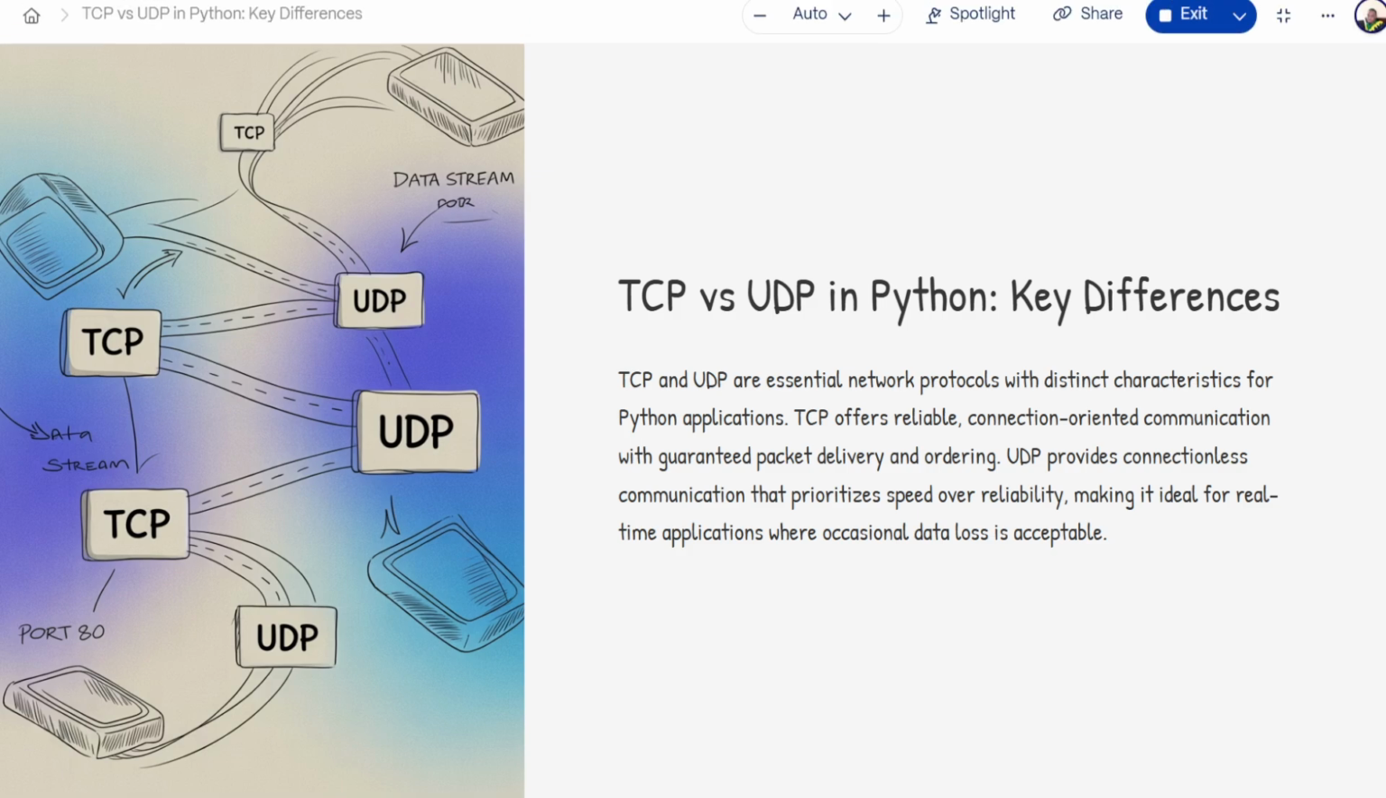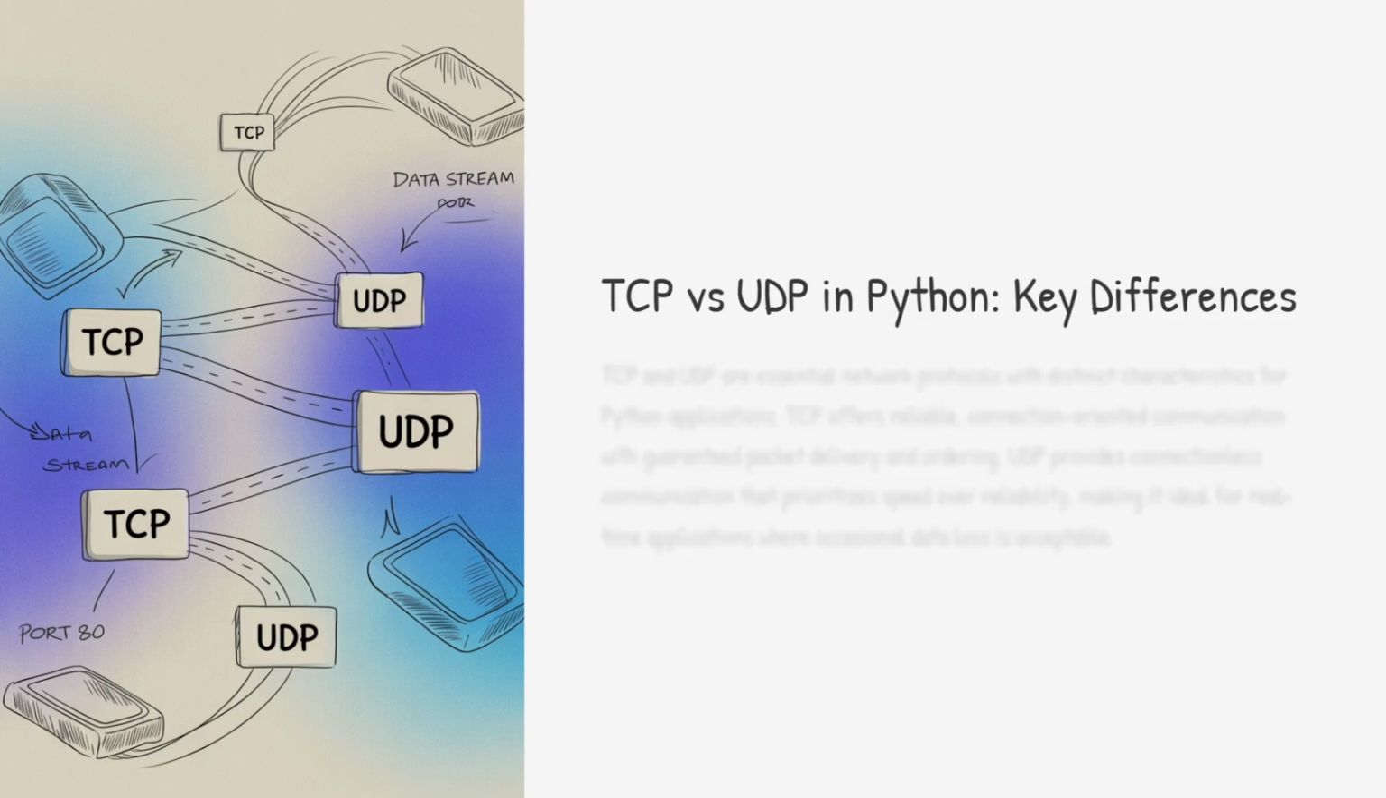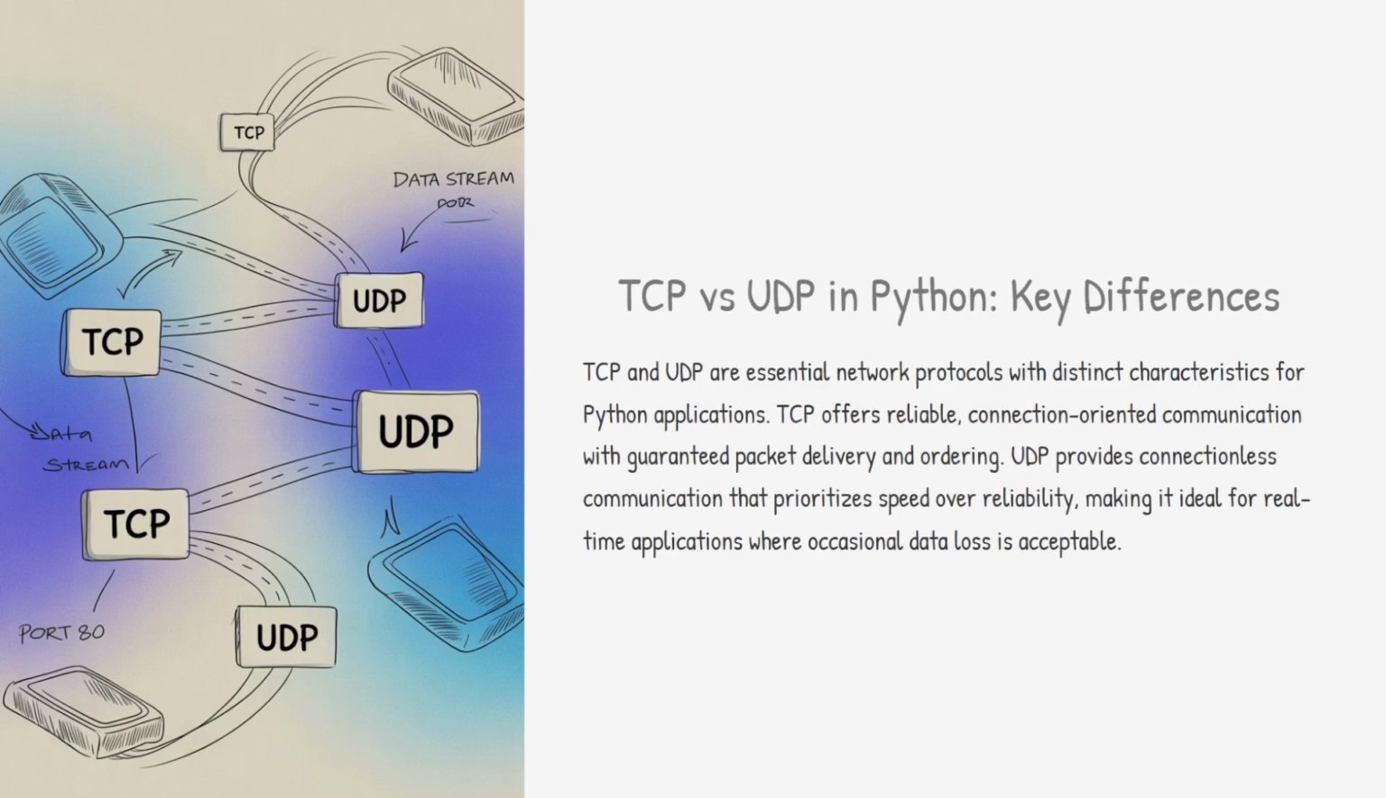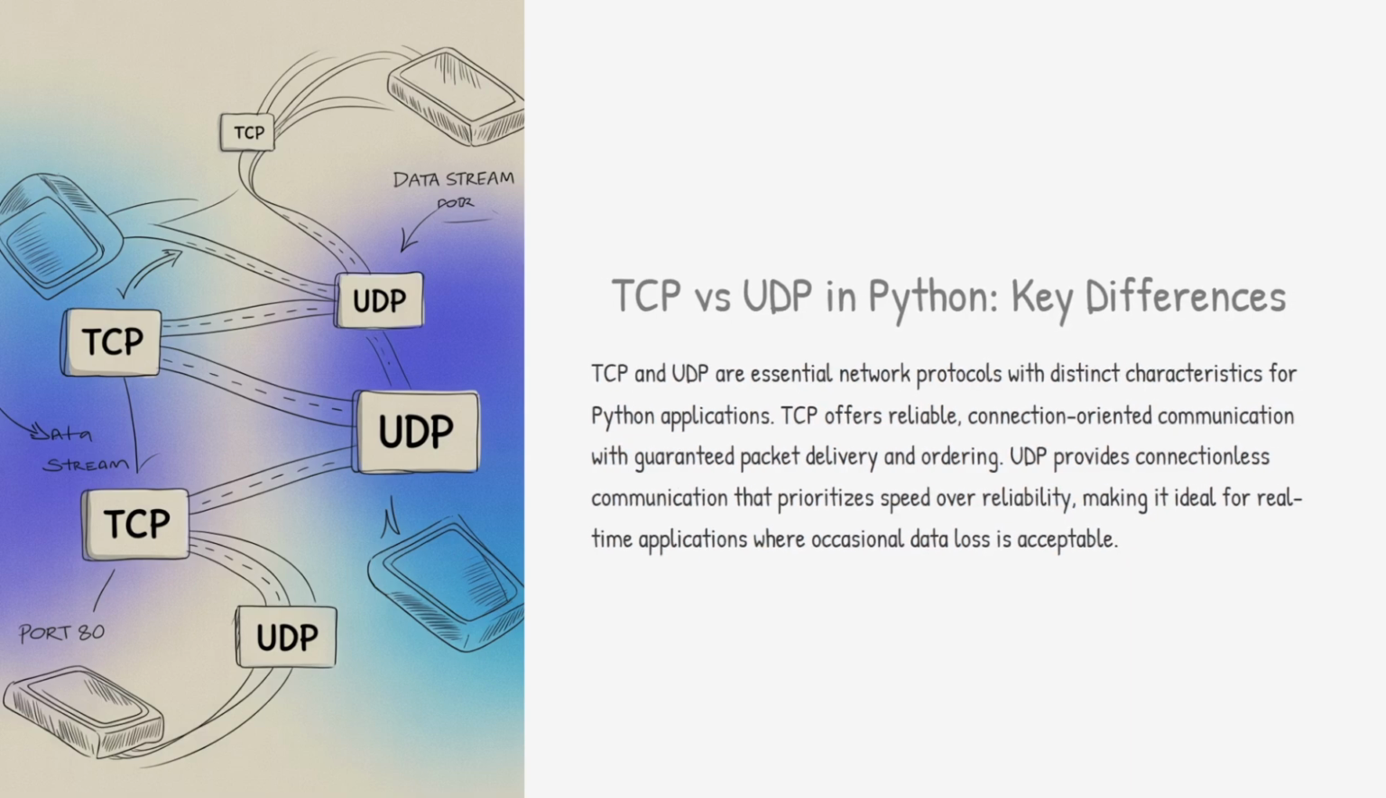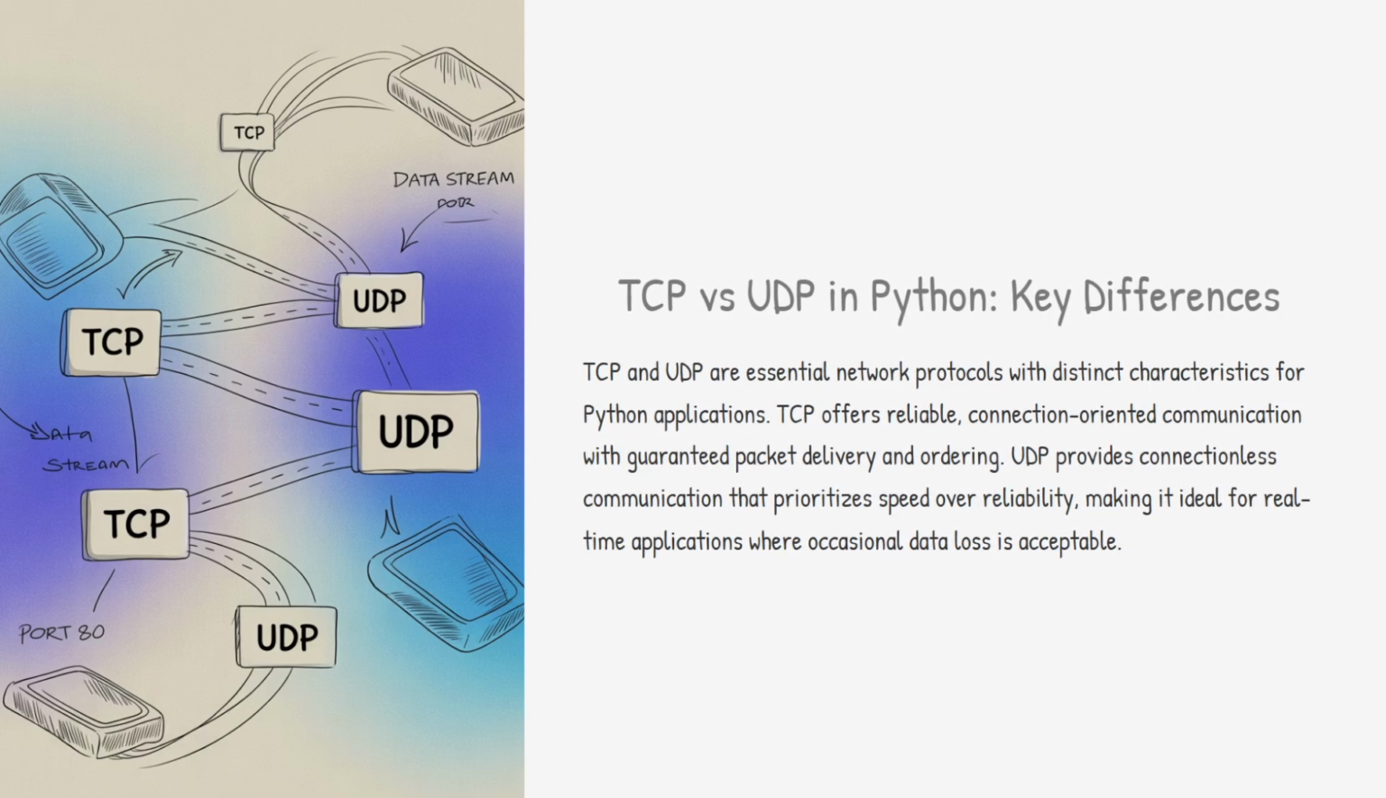So in this video we are going to look at what TCP and UDP in Python are and their key differences. TCP and UDP are essential network protocols with distinct characteristics for Python applications. TCP actually offers reliable connection-oriented communication with guaranteed packet delivery and ordering.